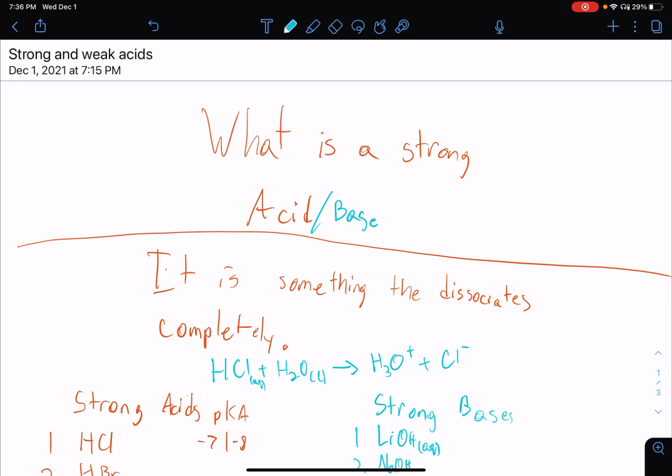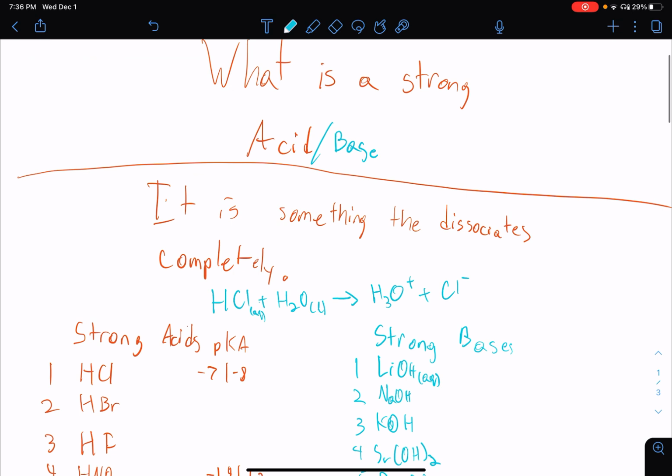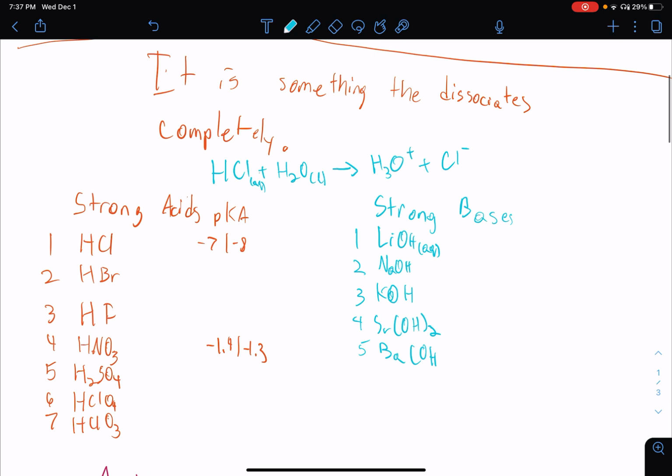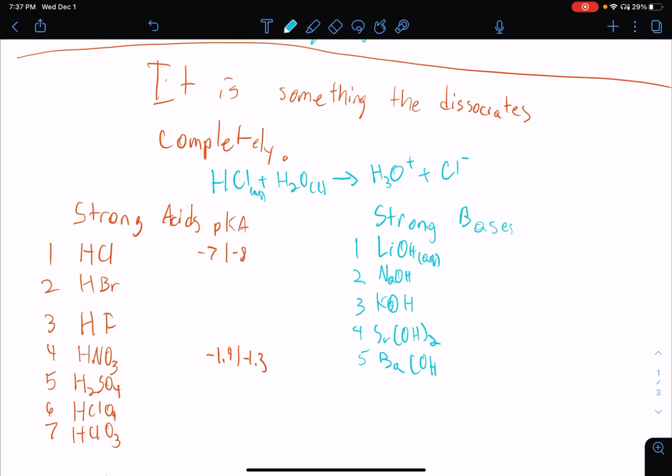So it dissociates completely. A good example of this is hydrochloric acid, and in this reaction, it just forms hydronium ions and chloride. And here is the list of the seven most popular strong acids. This is very useful. It's hydrochloric acid, hydrobromic, hydroiodic.